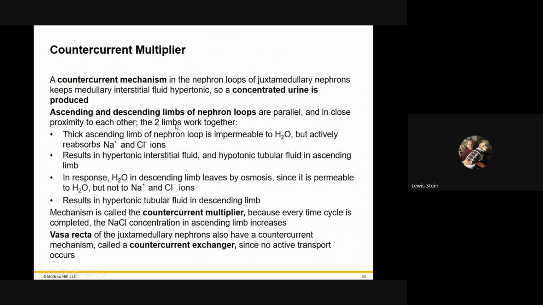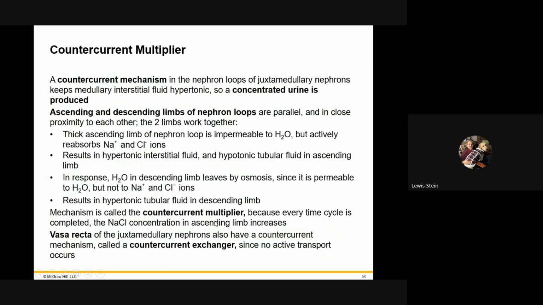So what happens is you have an ascending and descending limb of these long nephron loops that are parallel to each other. And because of that hairpin turn, even though they're not touching each other, concentrations in fluid have an effect. Okay? It actually starts on the thick limb and ends up going to the thin limb. So the thick ascending limb, because it's thick, water can't get through. The thin descending limb, water can get through. So that's permeable to water. Okay. And I've got to show it to you better.